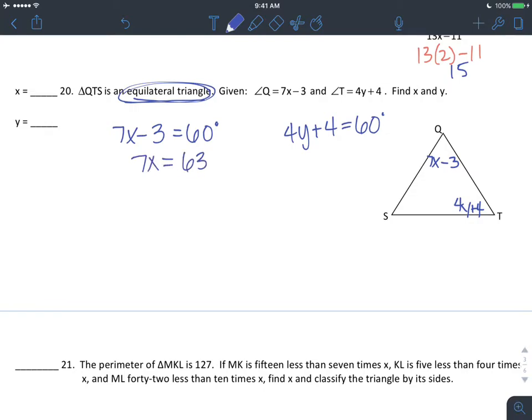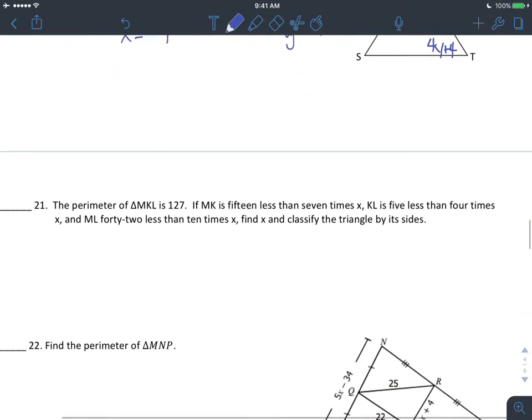7x equals 63. 4y equals 56. Divide by 7, we're going to get 9. Divide by 4, and we're going to get 14. So x equals 9 and y equals 14. Again, this would be a great question to set up as a system. So make sure you know how to solve systems.